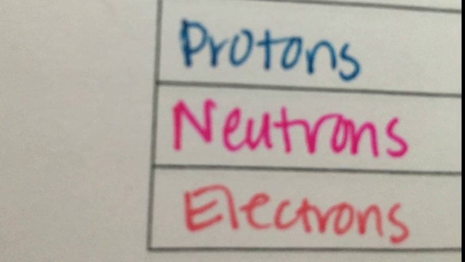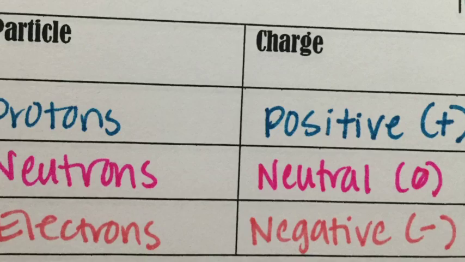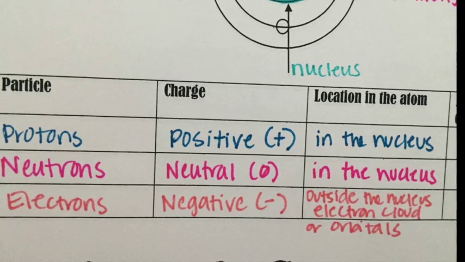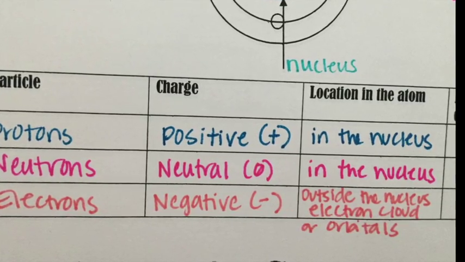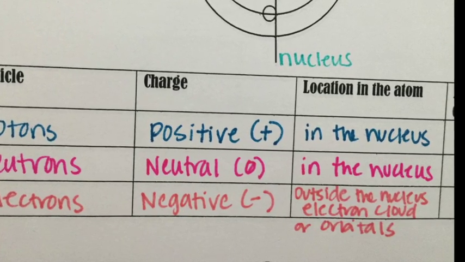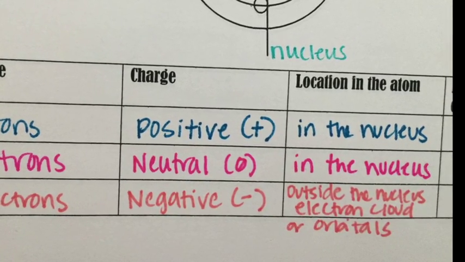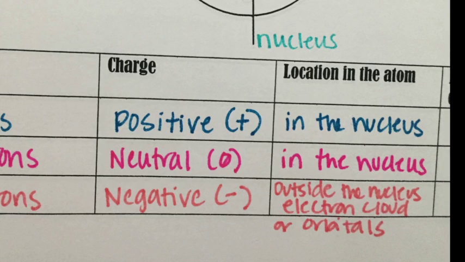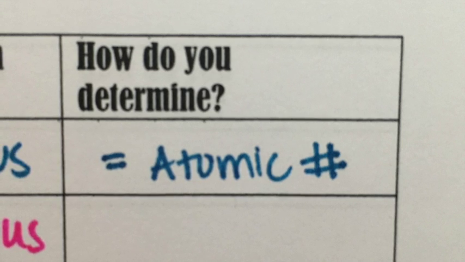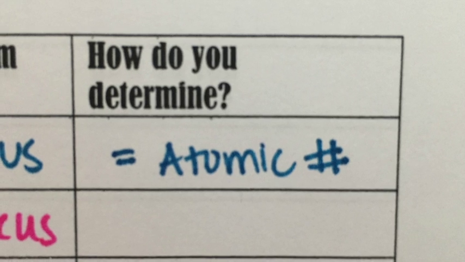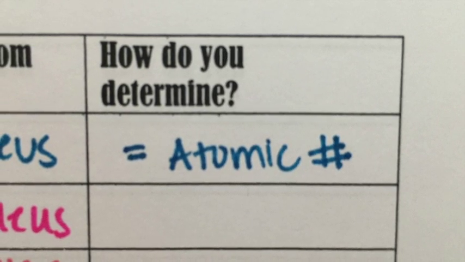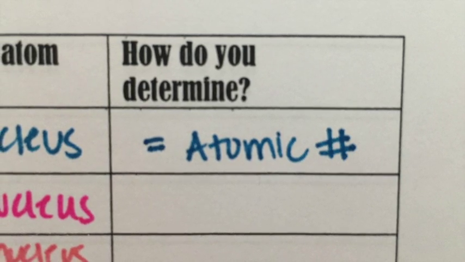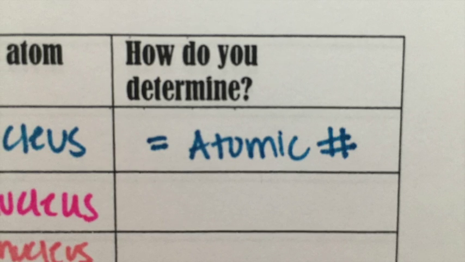Lastly, we have electrons. They're going to be our negatively charged particle of the atom. And as we talk more about the atom, we'll learn more about what goes on outside of the nucleus. But electrons are located outside of the nucleus, and we usually call that an electron cloud, or we sometimes call those orbitals. So now the last column is probably not review, but how we would determine protons, neutrons, or electrons in an atom. Our protons are going to be our atomic number, and we'll talk about that more a little bit further down this page.